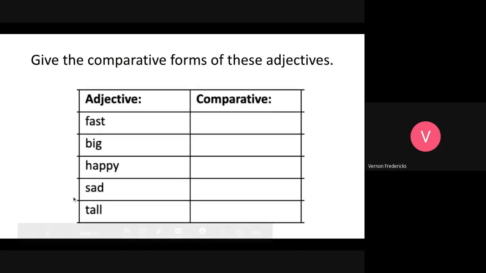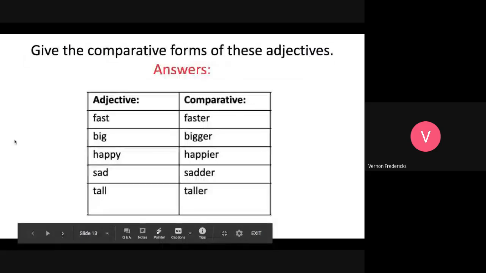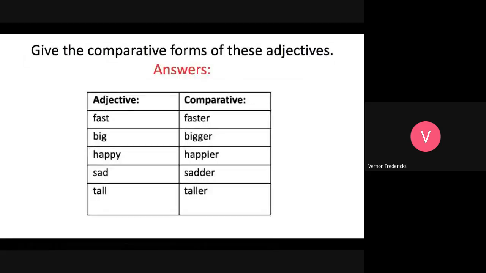Okay, students, let's have a look at your answers. Faster, fast becomes faster in the comparative. Big, bigger. Consonant, vowel, consonant. Happy, happier. Delete the Y, IER. Sad, also one syllable there. Sad, double the D, sadder. Tall, we just add ER, taller.